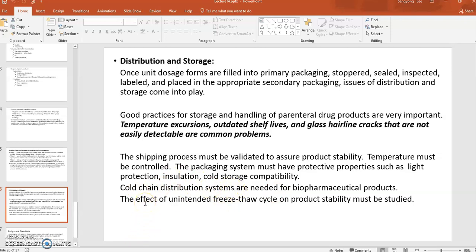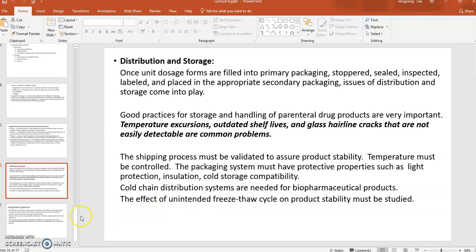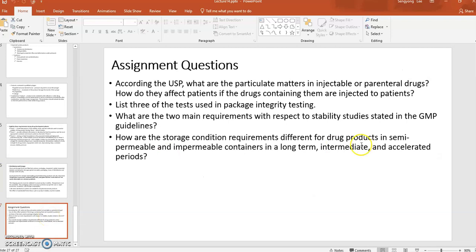The effect of unintended freeze-thaw cycle on product stability must be studied. What if there's an electric outage, like the things that happened in Texas? Then what's going to happen to your drug? Should you throw everything away? That's going to be a big waste. So that's what I mean. All those things should be studied, so you have something to say if something like that happens. Okay. So that's the end.